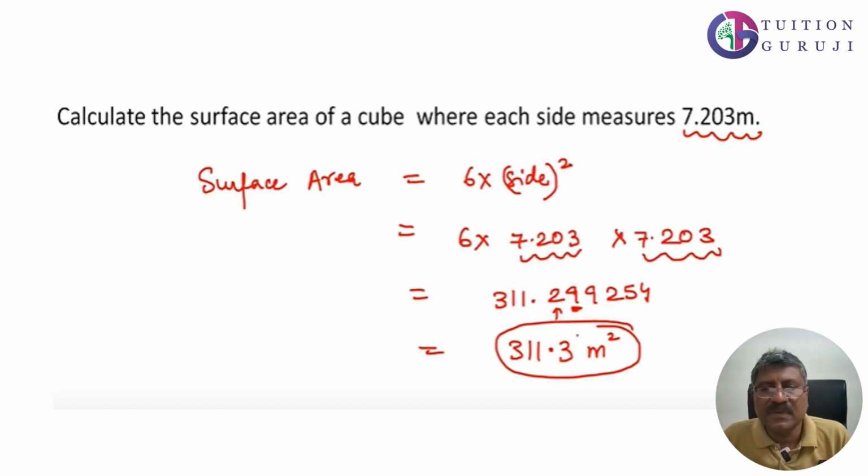Let us consider an example. Calculate the surface area of a cube where each side measures 7.203 meter. We know surface area is equal to 6a square, 6 into side square. That is 6 into 7.203 into 7.203, which will give 311.299254. But there are only 4 significant figures. Therefore, we have to limit it to 4. Therefore, it is 311.3 meter square.